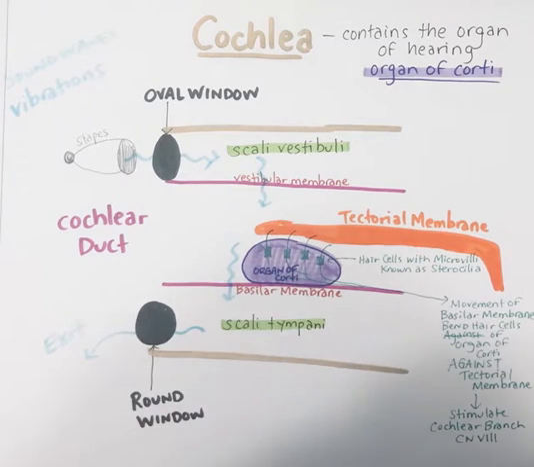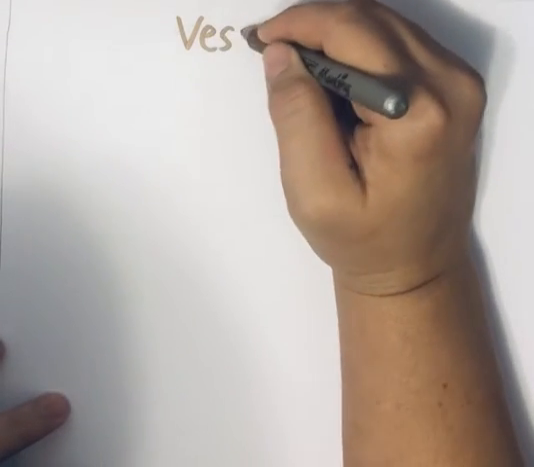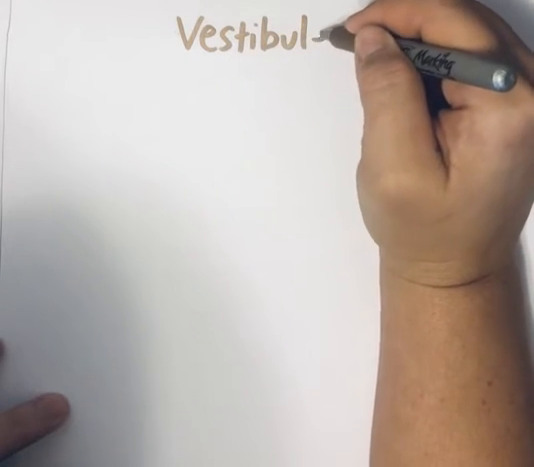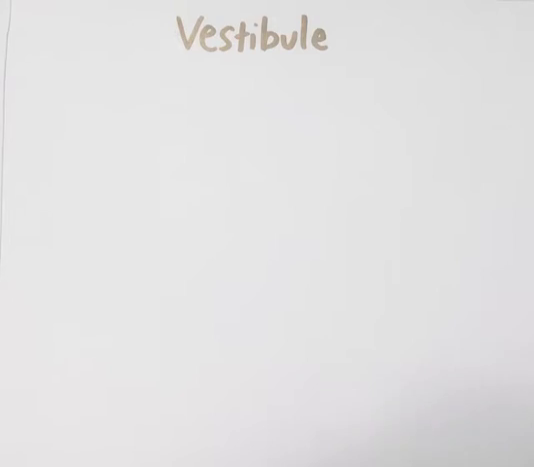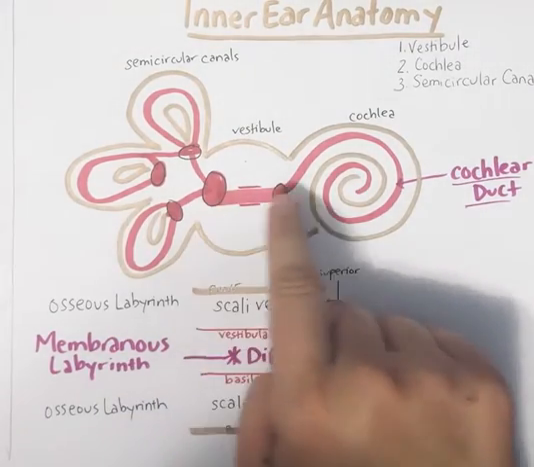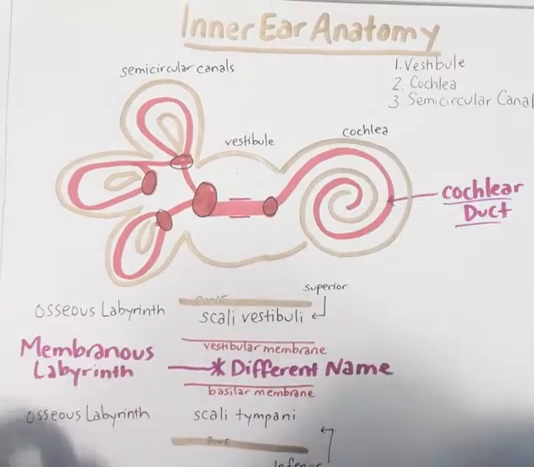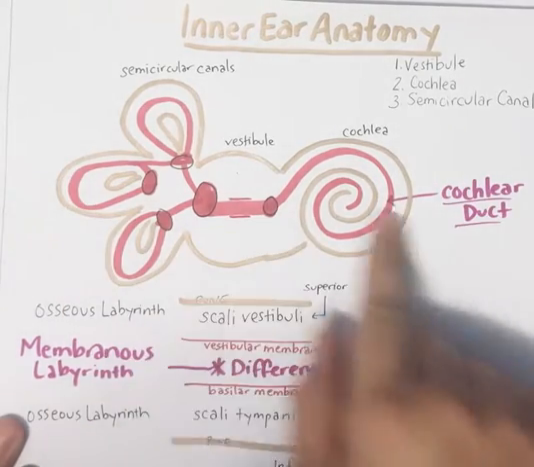So now I want to go over the vestibule. Okay, your vestibule is the center portion. Now, when we talk about the vestibule, it's going to have two membranous labyrinths that are swollen areas, and the job of the membranous labyrinths of the vestibule is literally for communication between the two.